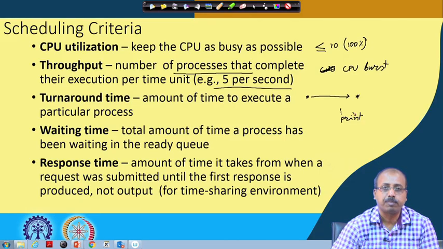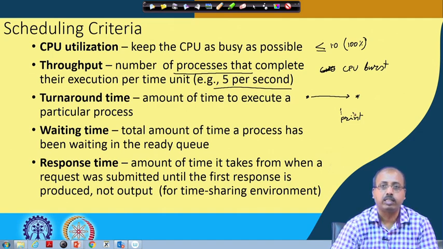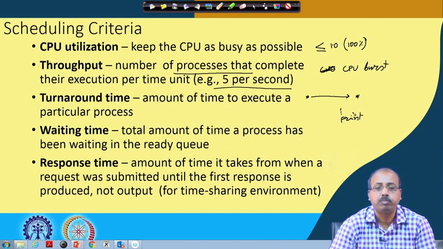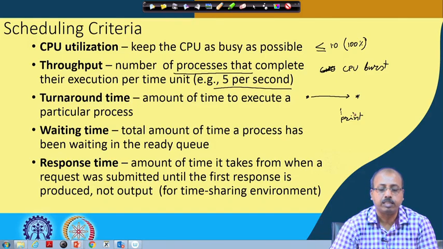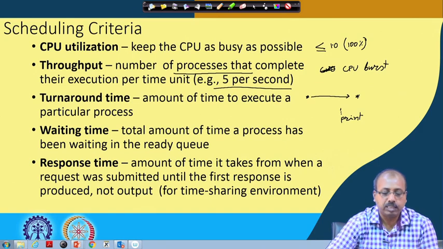Response time is definitely important in a time sharing, multi-user system. There we have to respond to all the users in a satisfactory fashion, so that all users feel that their program has been taken care of as soon as they have submitted it. Though the actual finish time may be large depending upon the load in the system, response time will ensure some sort of satisfaction or responsiveness of the system to newly submitted jobs. So, these are the scheduling criteria.